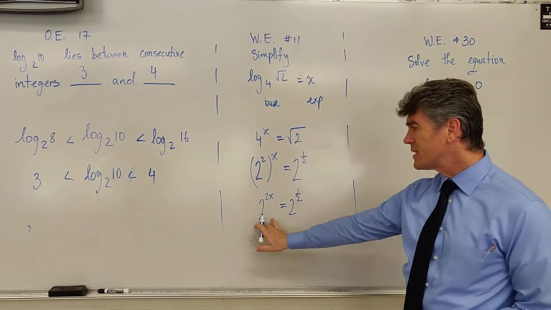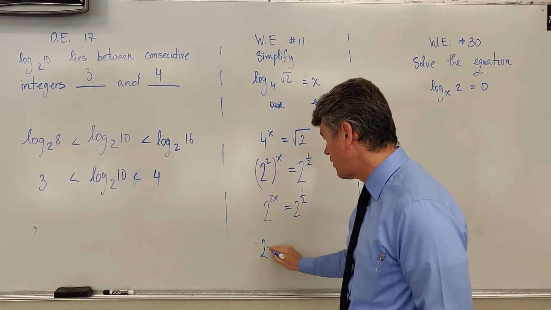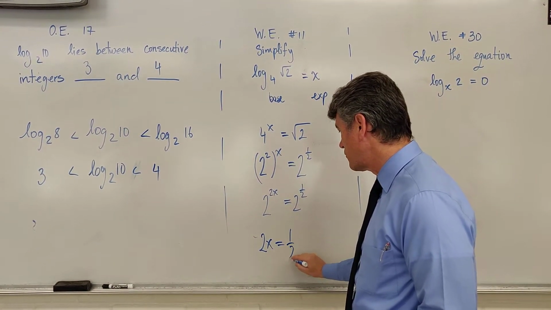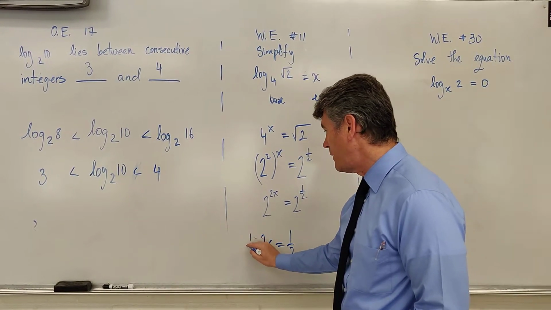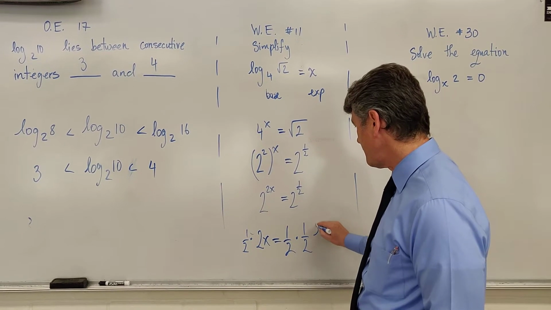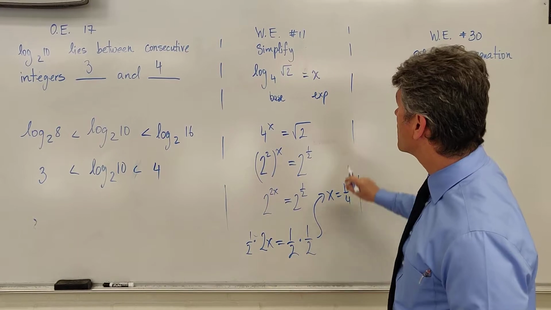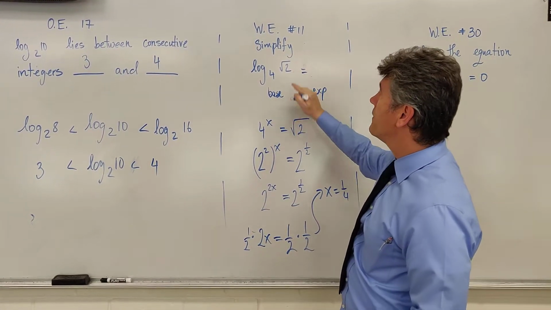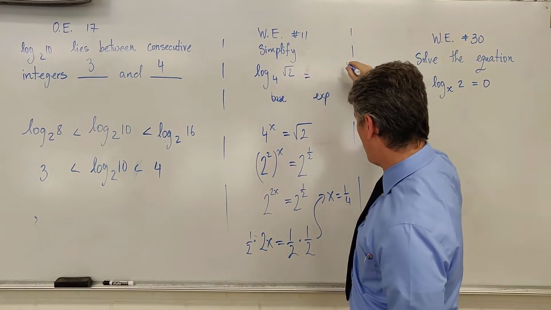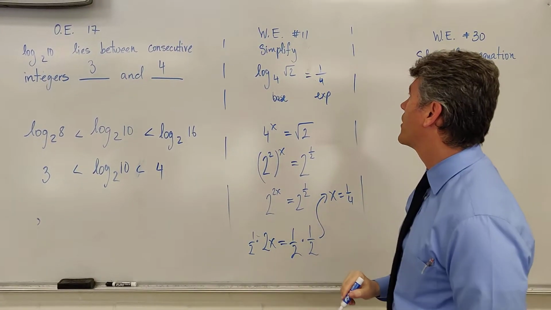Now, since the bases are equal to each other, the exponents must also be equal to each other. So 2x is equal to 1/2. Multiply by the reciprocal of 2 on both sides. And you get that x is equal to 1 over 4. And you conclude that log of square root of 2 with a base of 4 is equal to 1 over 4.